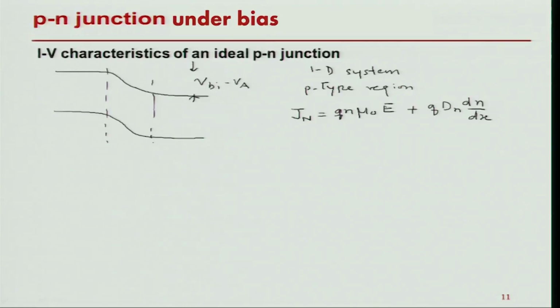Now, immediately we can see that some of these terms are going to be not significant, and first of that is going to be this one, because we have already shown that in the bulk region there is hardly any field. Moreover, in this bulk region in the P type the minority carrier concentration is also going to be small. So, effectively for the minority carrier this term is going to be very, very small.